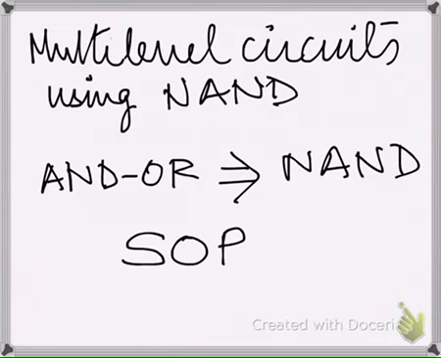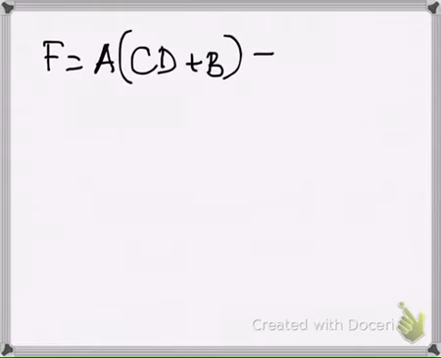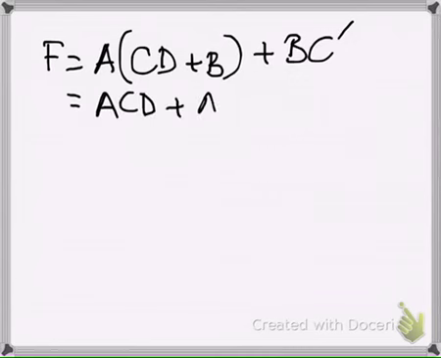Okay, but sometimes a function may not be in the SOP form, it may not be in any standard form. So we may have a function like this, say F is equal to A into (CD plus B) plus BC dash. For this, it is not in the sum of products form. Of course, we can expand it and then write it in the sum of products form. But what to do if we have a function like this? We can write it in that format and then follow the same algorithm. But we may have a multi-level circuit out here.